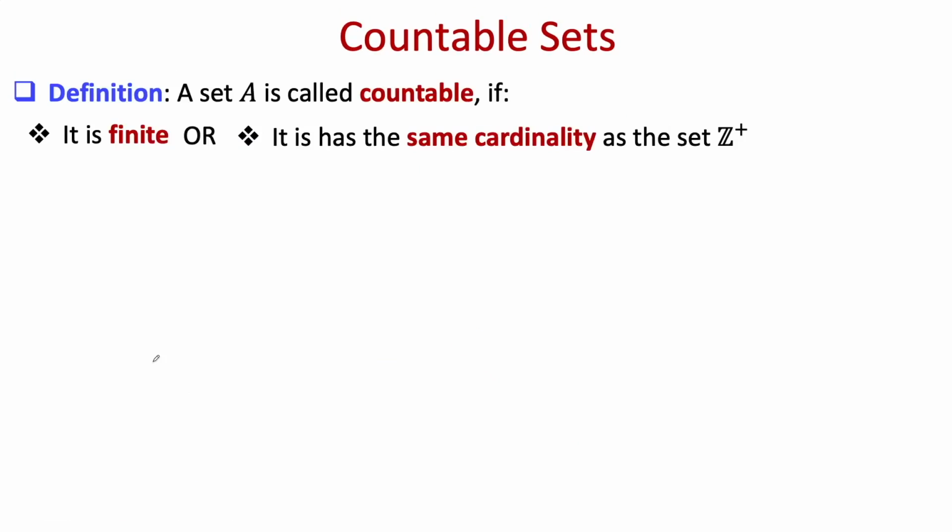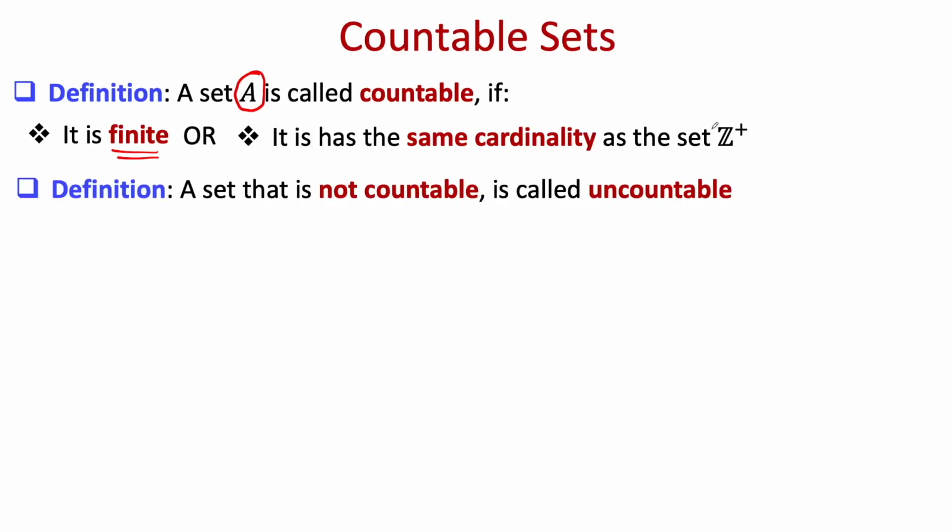So when exactly do we say a set A is countable? We say a set A is countable if it satisfies one of the following two conditions. Either it has to be finite, namely it has a finite number of elements, or it has the same cardinality as the set of positive integers, to be more precise. If one of these two conditions is satisfied, then we say that the set A is countable.